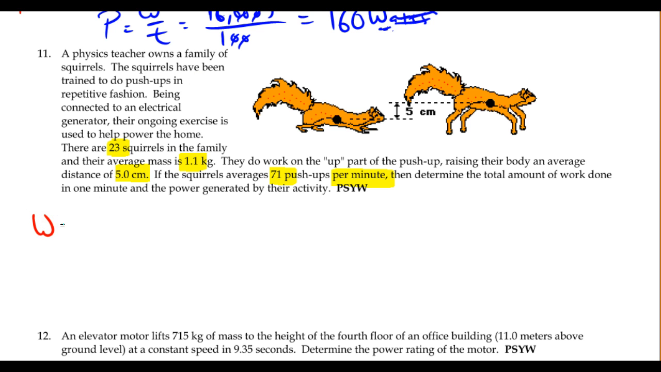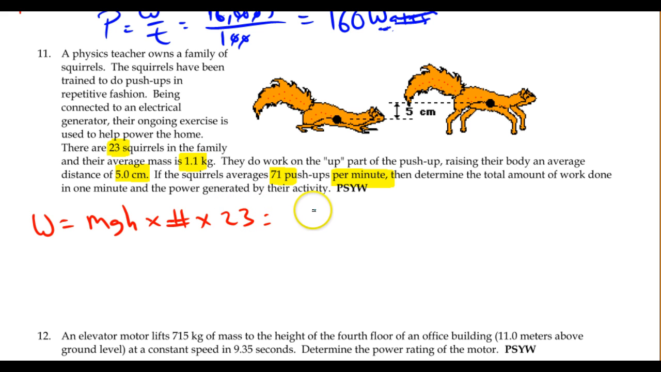So again, we're going to talk about work. We're going to talk about the fact that they are lifting their bodies, so it's going to be MGH. But we're also going to multiply that by the number of repetitions, or times that they do it. And it's only on the up, so we don't have to worry about the down. And we also have to multiply by the fact that there's 23 of them.